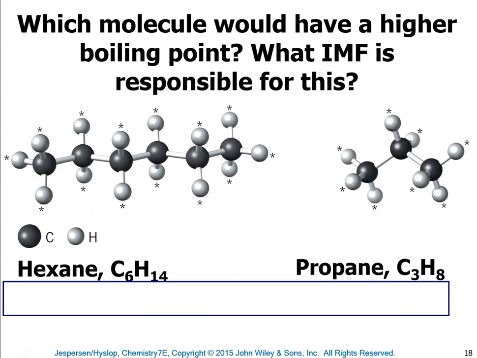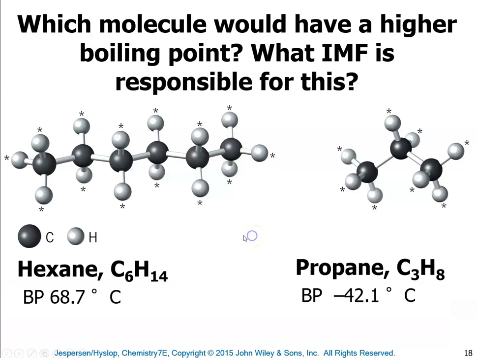Okay, so based on that idea, which of these molecules would have a higher boiling point? And what intermolecular force is responsible for this? Remember, usually we have this system where the darker gray atoms here are carbon, and the white versions are hydrogen, and the same over here. The longer one is going to have a higher boiling point, and London dispersion forces is the reason that they have higher boiling points.